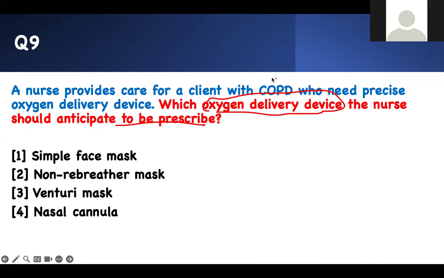Provide care for a client with COPD who needs precise, the question is a precise oxygen delivery device. That means it has to be precise. If I'm giving you 21%, I'm giving you the exact amount. The best device that can do that is the Venturi mask. So we use it on COPD patients if they need precise oxygen delivery. So 3 is your right answer.